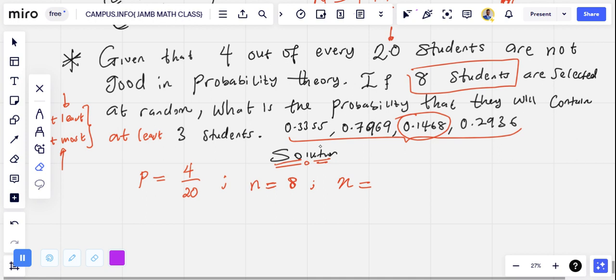That means I don't have just one single value. I have other values. What are those other values? At least 3. I don't know if you can actually interpret that. At least 3. Where is it coming from?